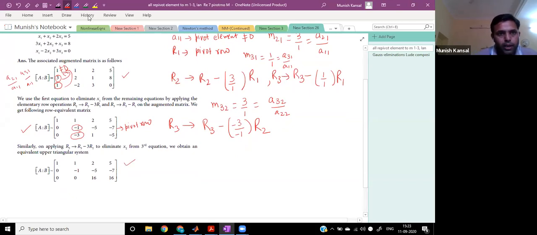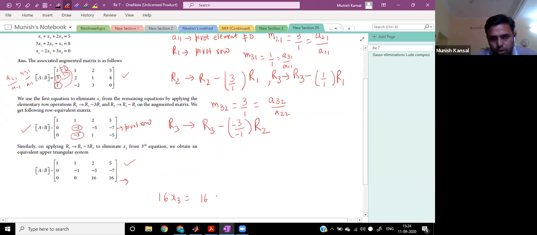Now look carefully, this is an upper triangular system. All the entries below the diagonal are equal to 0. This entry is 0, this is 0, this is 0. So now you can easily find the solution. How will you find the solution? Look at the last row. So this is 16 times x3 is equal to 16. So this gives x3 is equal to 1, right?